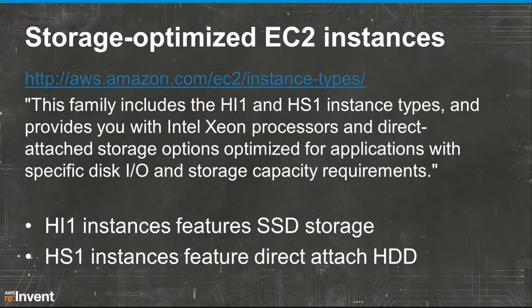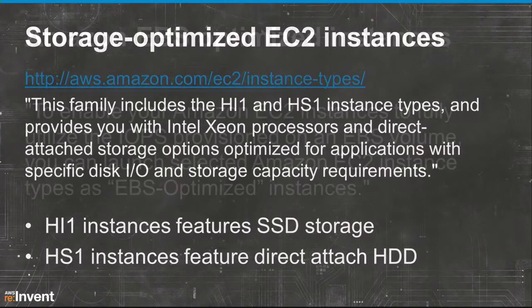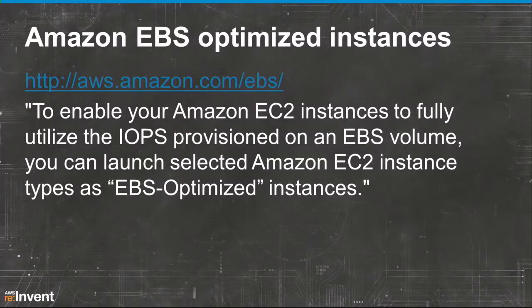We have a dedicated set of storage-optimized instances. Today, these are the HI1 and HS1 instances. HI1s are SSD-based, so we have 2 terabytes of SSD, and the HS1s are direct-attached hard drive instances, so 48 terabytes of storage. We have EBS-optimized instances. I touched upon those earlier. These are critical when you're building an environment where you don't want to have any contention on the storage network for the volumes you've provisioned.